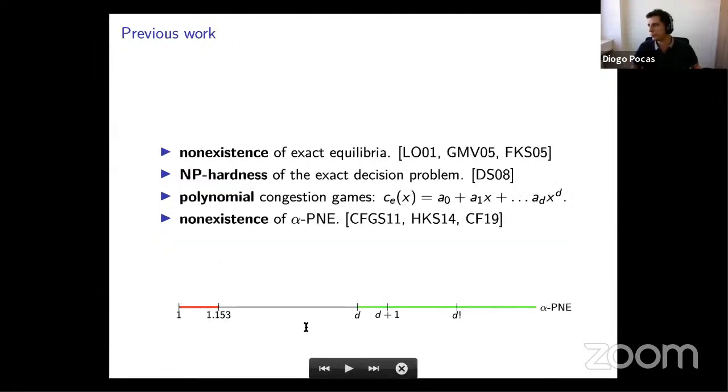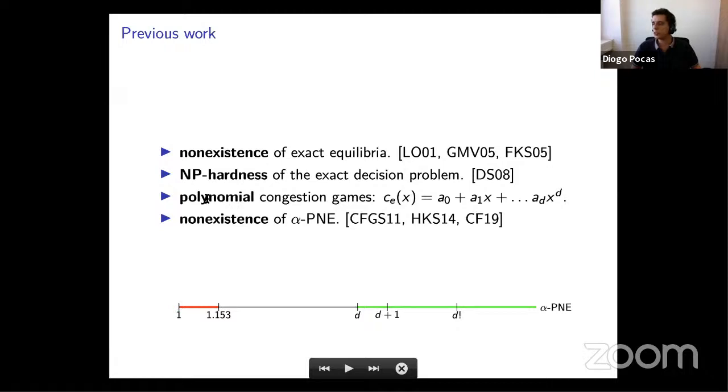Let me briefly mention what was known before. As I said, we already knew that exact equilibria do not exist. In fact, there was a hardness result. We knew that the exact decision problem was also NP-hard. Given a weighted congestion game, it was NP-hard to decide whether it had an exact equilibrium.